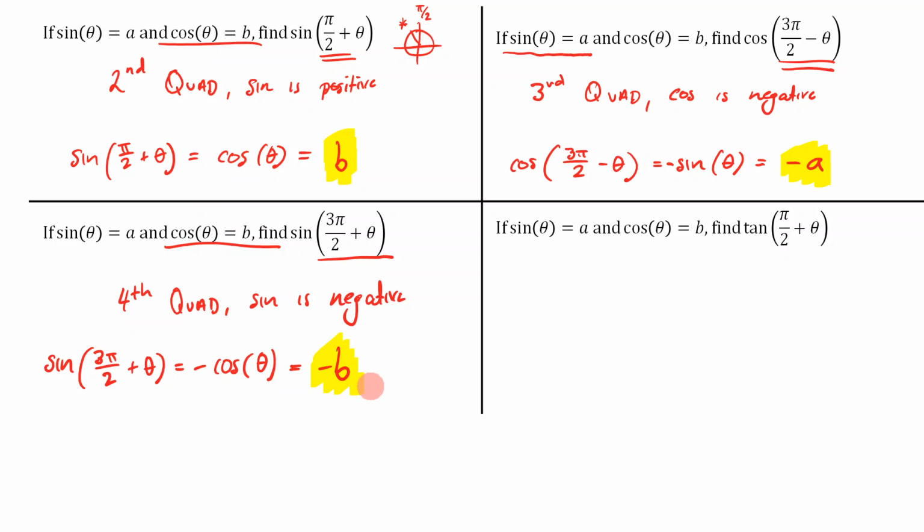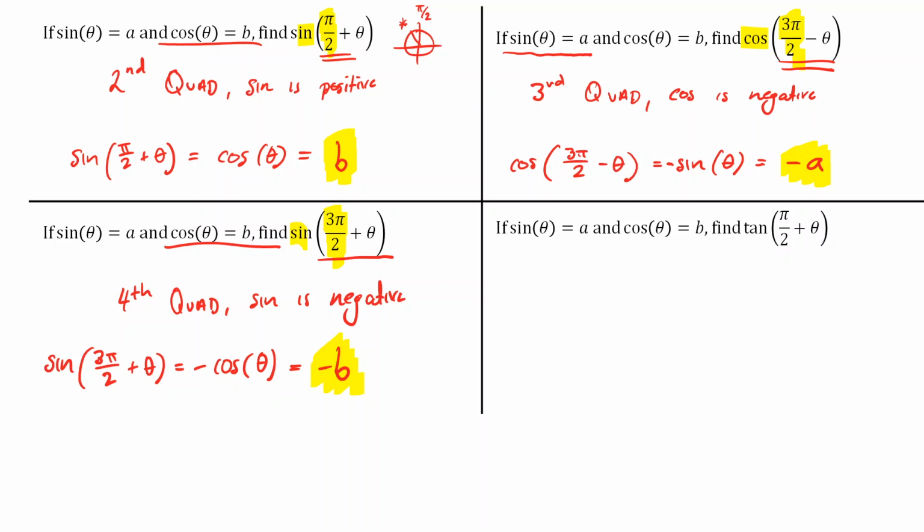The way I like to think this through very simply is that as soon as I see pi on 2 or 3 pi on 2 plus theta, I know that immediately I'm going to be changing the sine to a cos or the cos to a sine. Then I just need to figure out which quadrant I am in and whether or not the sine or cos there is going to change whether I'm positive or negative. So that's the thought process I'm going through there.